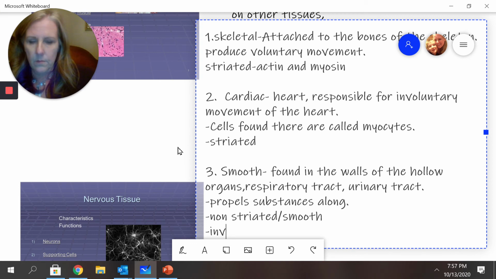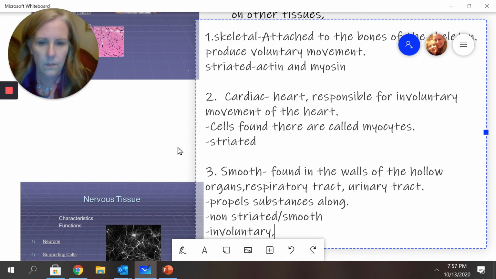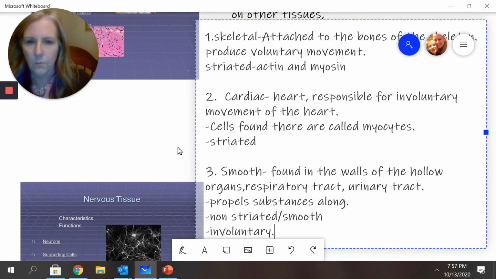Oops. We're trying to type with an elevated keyboard. That's why I keep messing up.